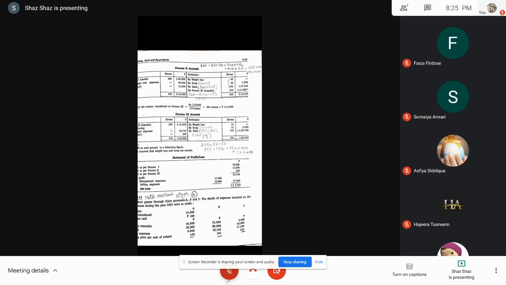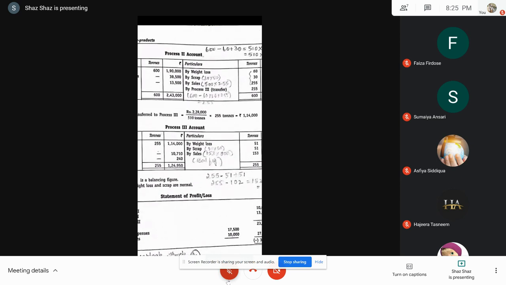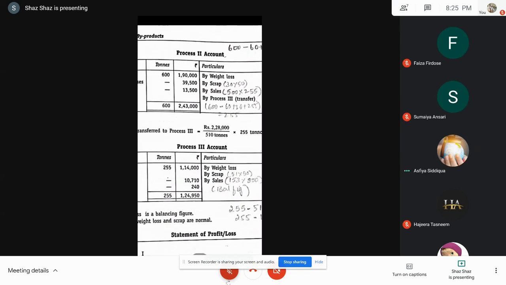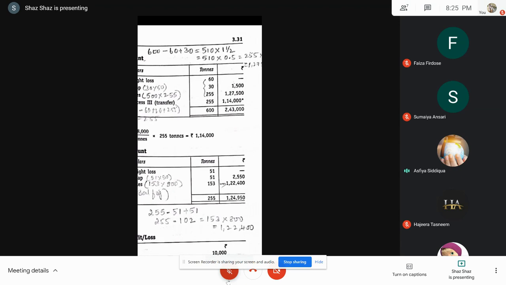How will you be getting profit here is because, see, 1,90,000 plus 39,500 minus this thing. Obviously, you are getting less towards your credit debit column. So this, you get 2,33,000.